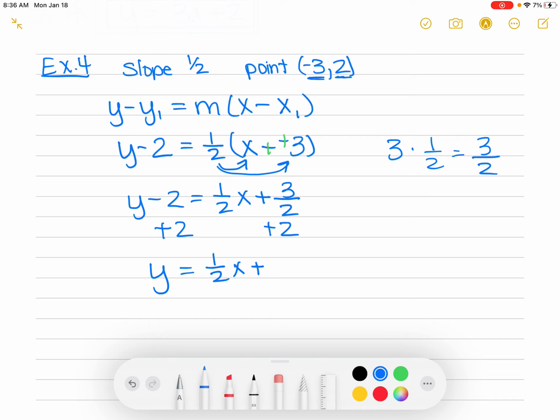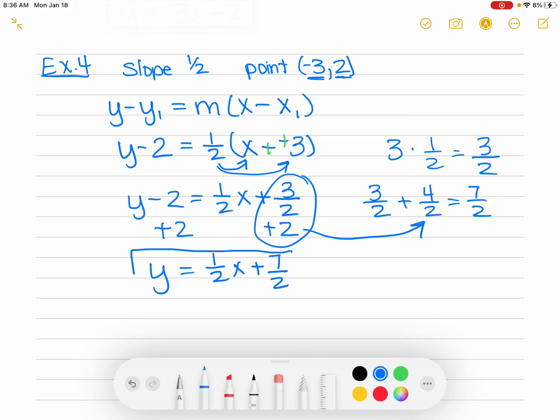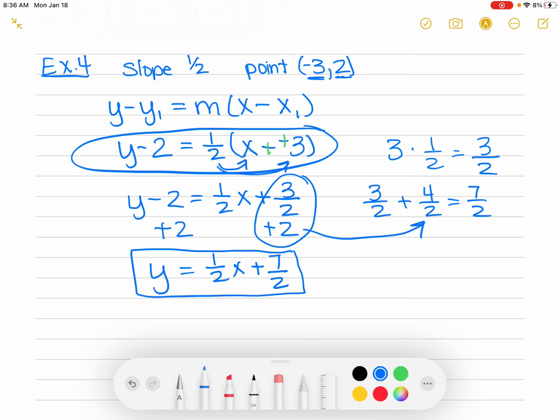Okay, if you can't figure out what 3/2 plus 2 is right here, this part, then you can always plug it into your calculator. Or you could change the 2 into a fraction. So what is it as halves? 2 is 4/2, right? So then when I add those up, I get 7/2. So that's my answer, y equals 1/2 x plus 7/2. Okay, do not leave it here, especially on your homework. I will say you did not complete your homework and you will not get points for all of it.